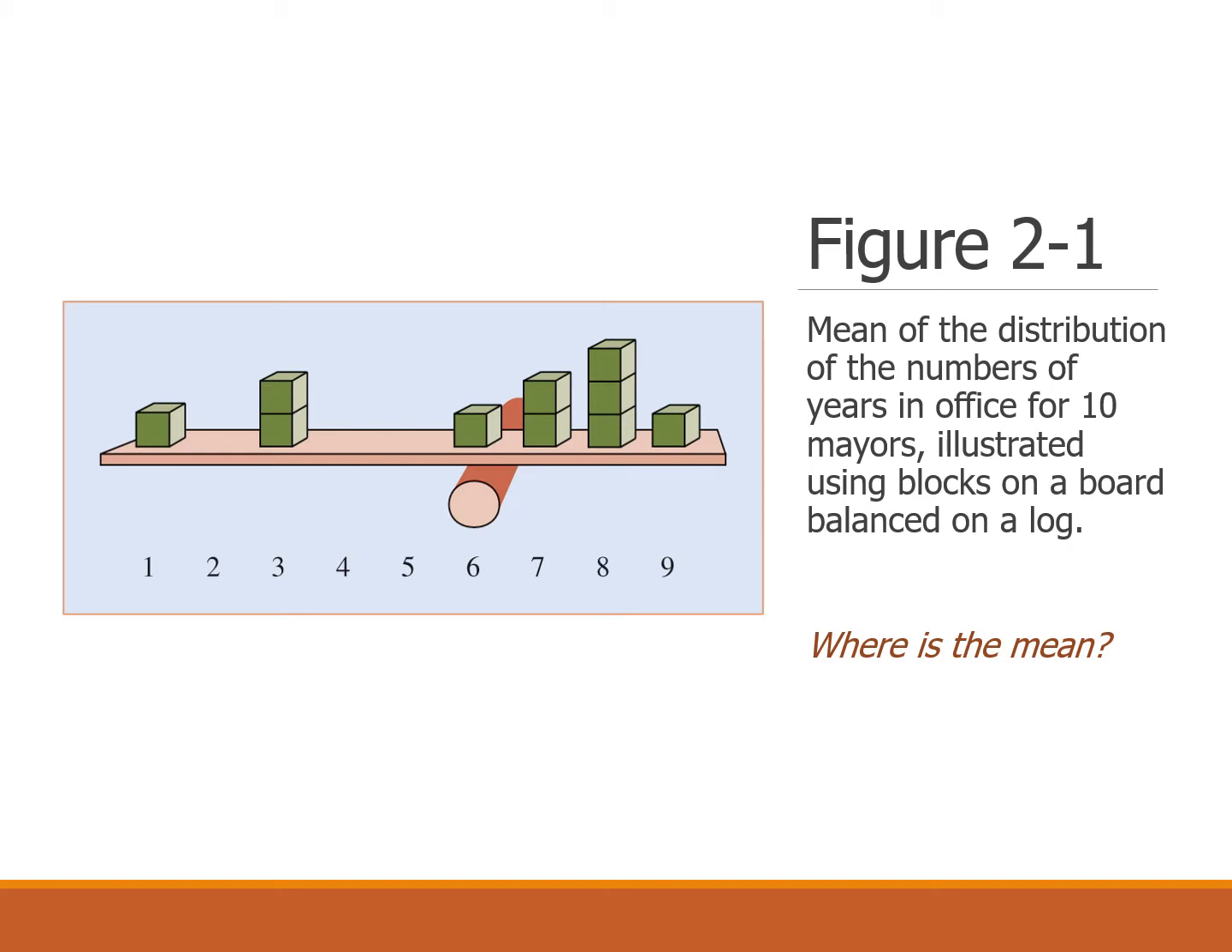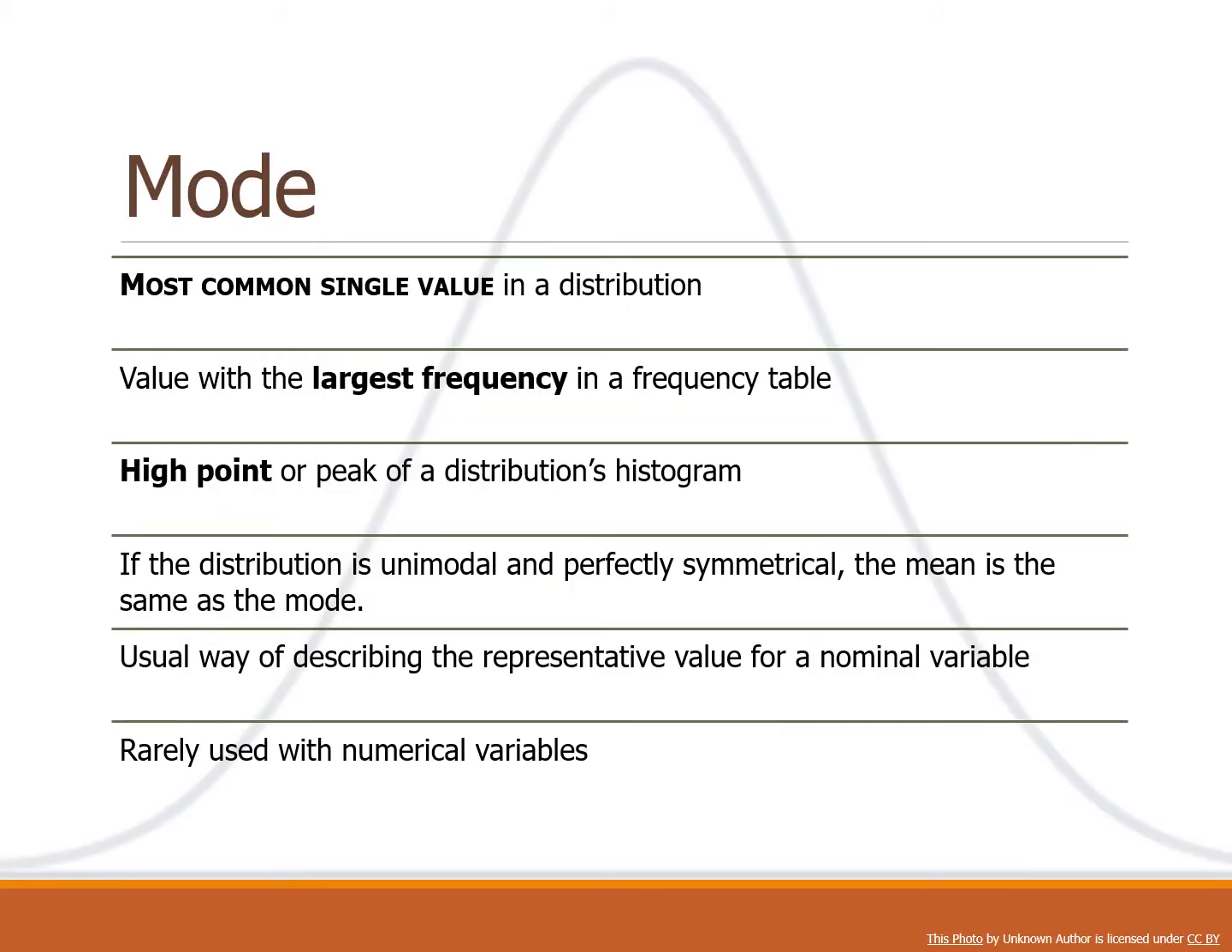If you think about it in this frequency distribution, like we did in chapter 1, the mean would be the point where you would balance these out. Or you could take each of these numbers: 9 plus 8 plus 8 plus 8 plus 7 plus 7 plus 6 plus 3 plus 3 plus 1. Then you would divide that by 10 and you get 6. So where is the mean? That's where this log is right here. Okay. Now what about the mode?